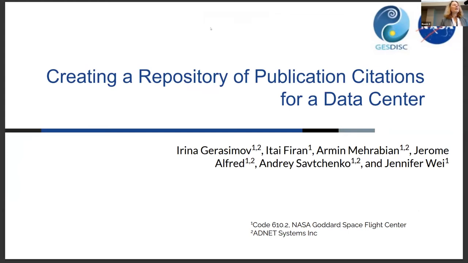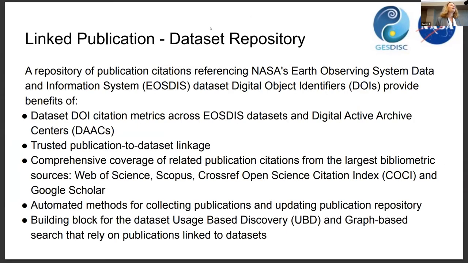Hello, everybody. My name is Irina Gerasimov, and I work at NASA GES DISC. My talk is about a building block of the subjects that you have heard before. Its building block is publications. How do we find the publications that are used in the applications? And how would we automatically find these publications instead of sifting through thousands and thousands of papers and libraries? How do we find publications that use our data?